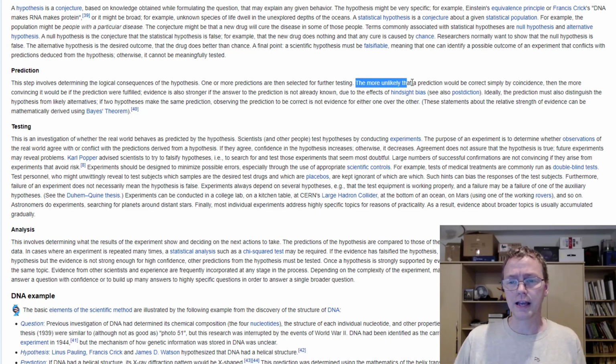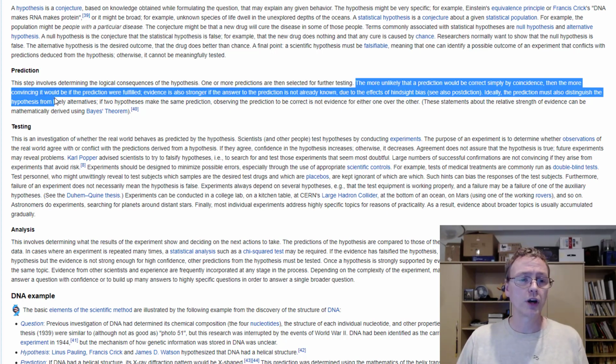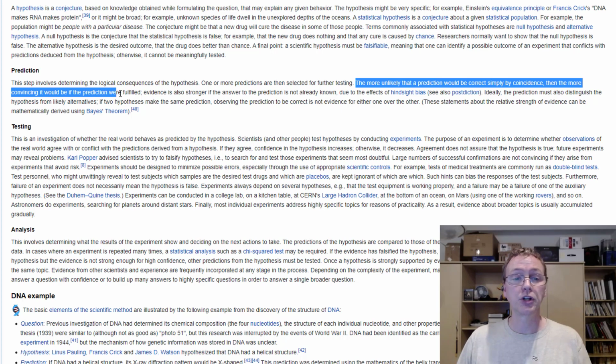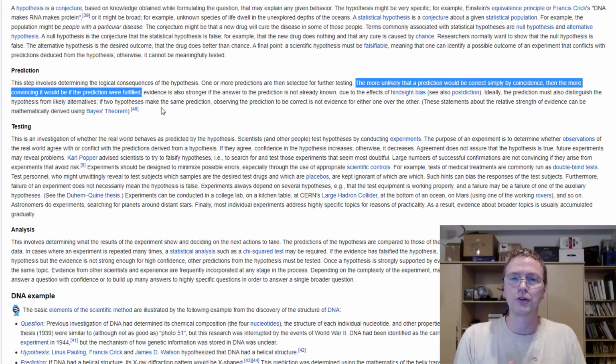The more unlikely that a prediction would be correct simply by coincidence, the more convincing it would be if the prediction were fulfilled. What does that mean? I don't know. Let me go to my old jam example from my Kritical Kwickies series.